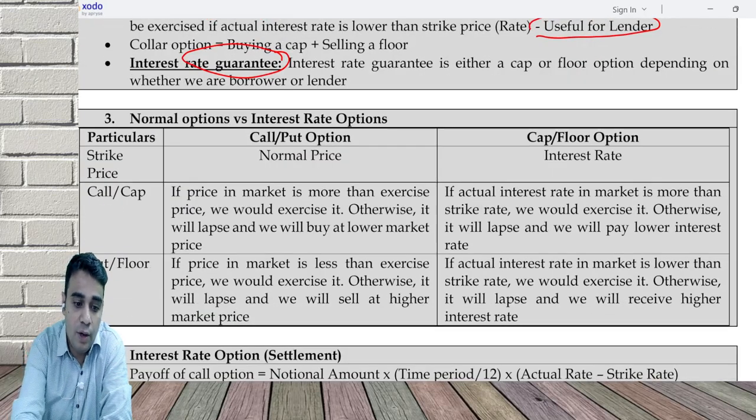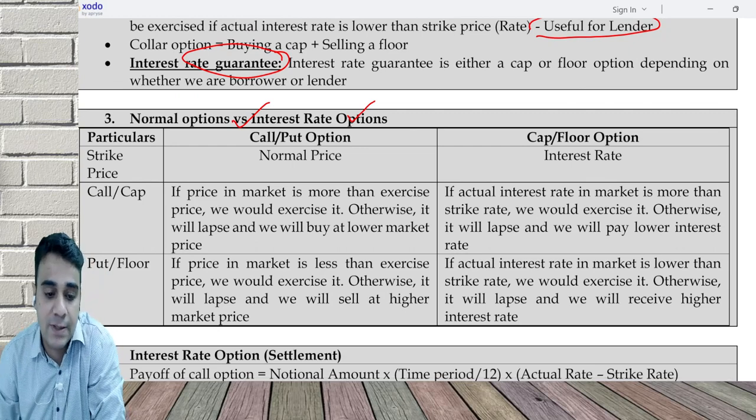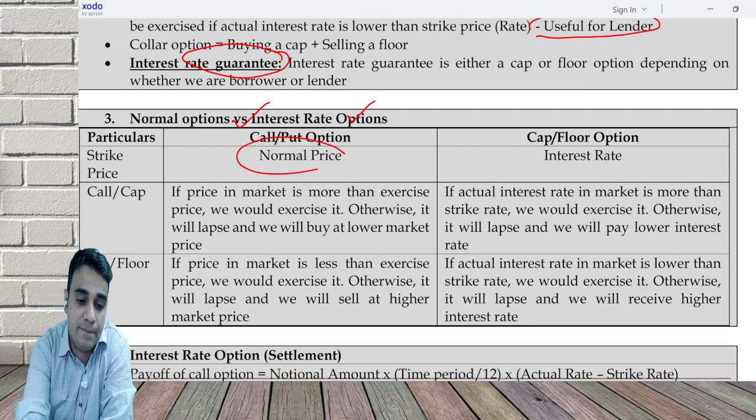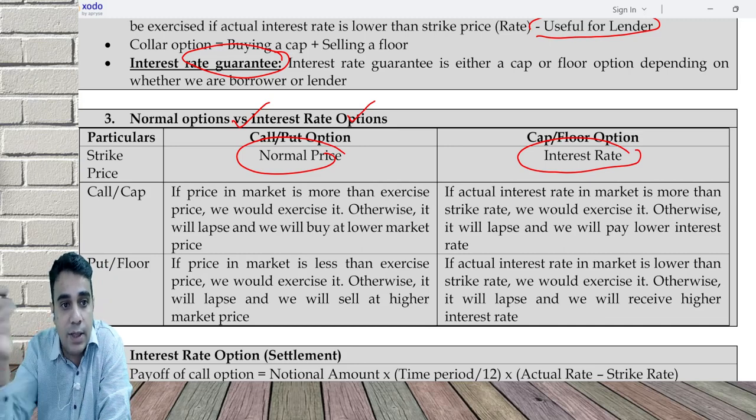Now, in a normal option versus an interest rate option, what happens? In a normal option, my strike price is a normal price. Here, my strike price is an interest rate, 7%, 5%, 6%, 4%. So I'll ask you, do you want to take a loan at 6% when the actual interest rate is so much? That is how it will work.